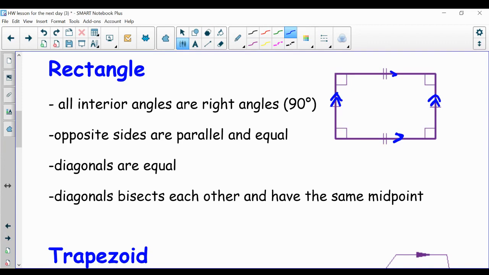Diagonals bisect each other and have the same midpoint. Same thing as the square, but they are not perpendicular. They bisect each other, meaning they cut each other into two equal parts. So these two parts are equal, and these two line segments are equal, and they have the same midpoint where they intersect. That is the midpoint.